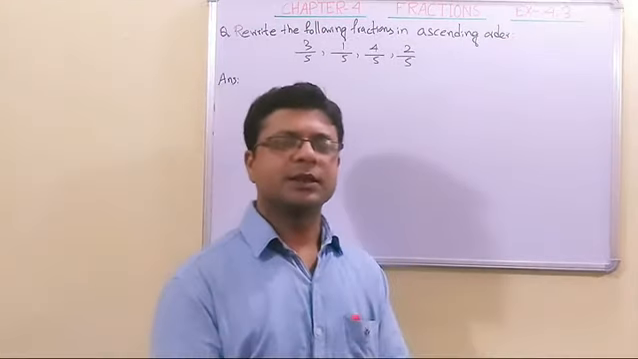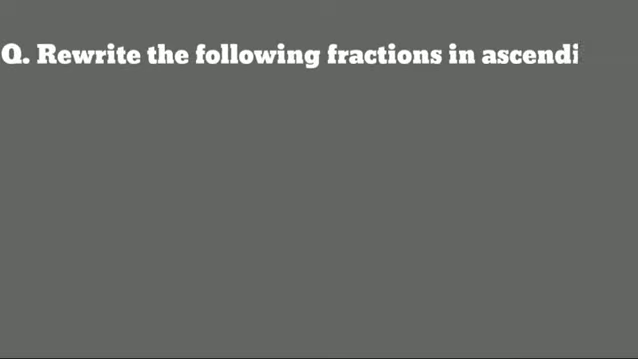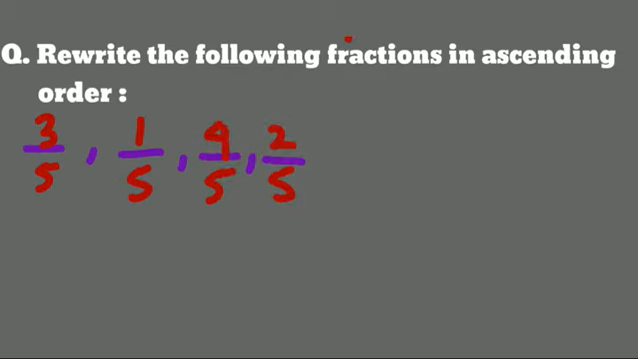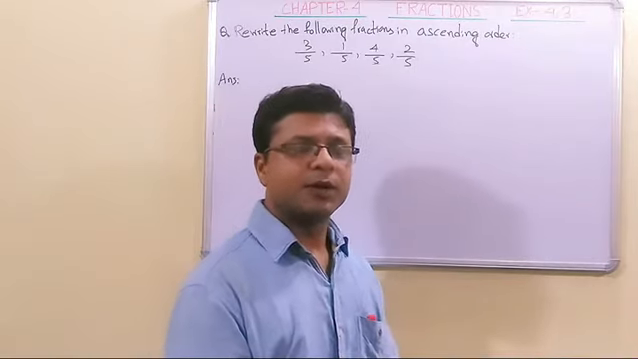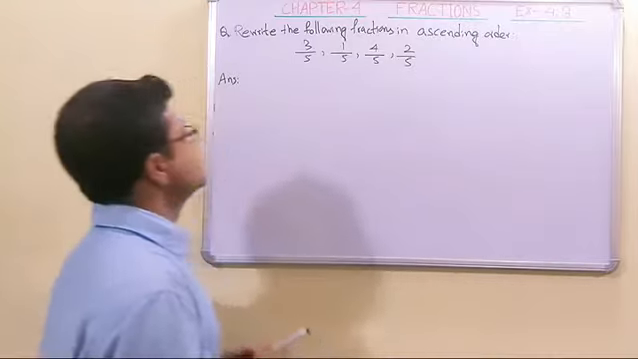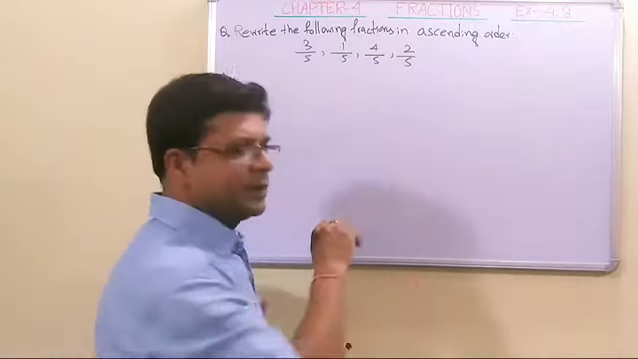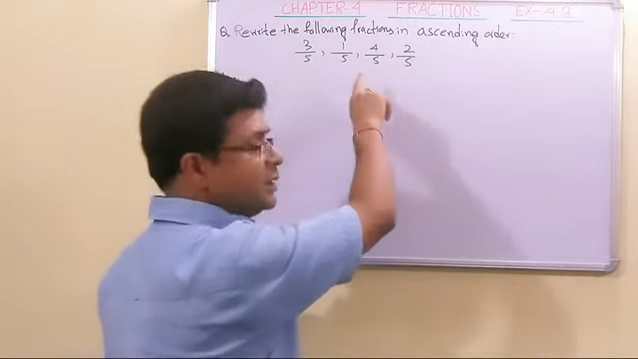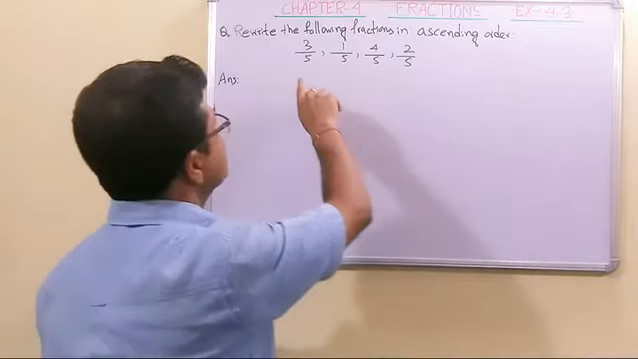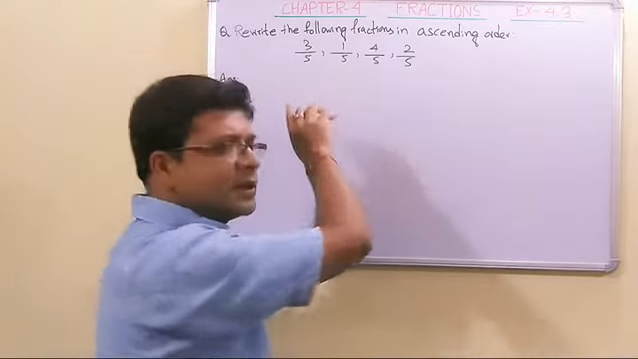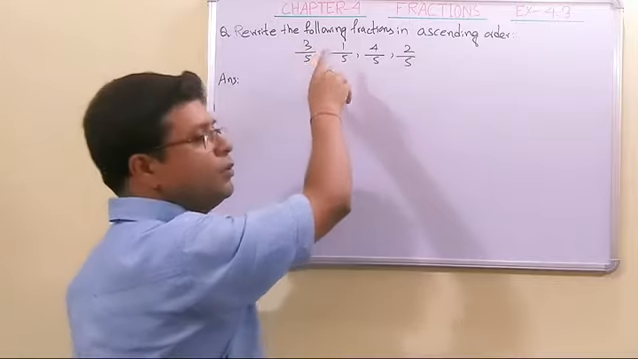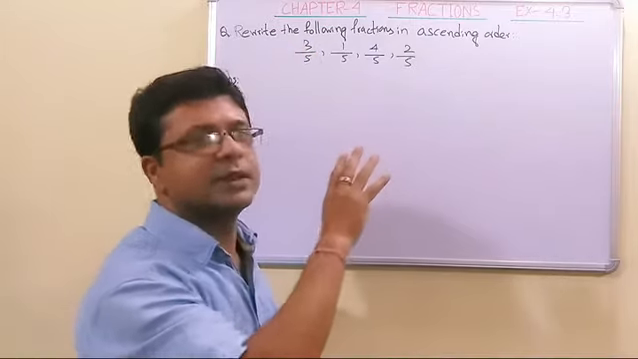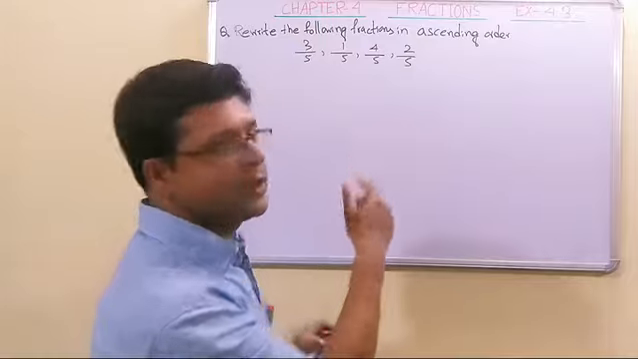Okay students, so let us start the first question. The question is, rewrite the following fractions in ascending order: 3 by 5, 1 by 5, 4 by 5 and 2 by 5. Ascending order means smaller to bigger. So here we got the concept. The concept is that this is the case of like fractions, students. If denominators are the same, greater the value of the numerator, greater is the value of the fraction. With this concept, let us arrange it.